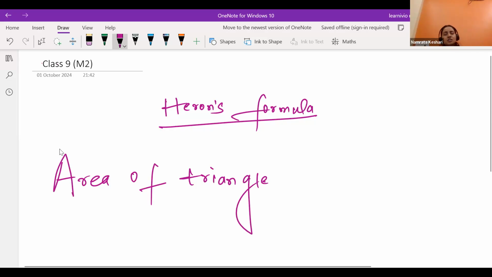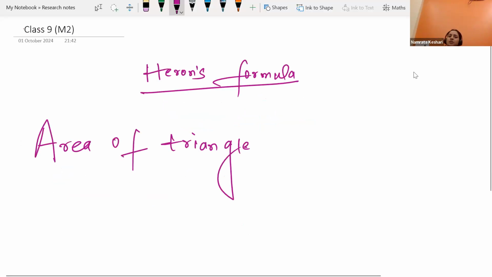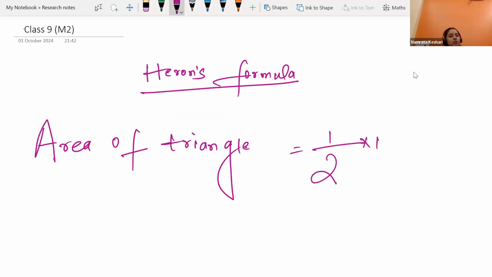But the question is, for finding the area of the triangle, do we need a new formula? We already know a formula. Yes, we are already having a formula for finding the area of the triangle, that is 1 by 2 into base into height. So what's the need of a new formula? Why do we need a new formula? Area of the triangle, we know it is 1 by 2 into base into height. It's that simple. So why a new formula?